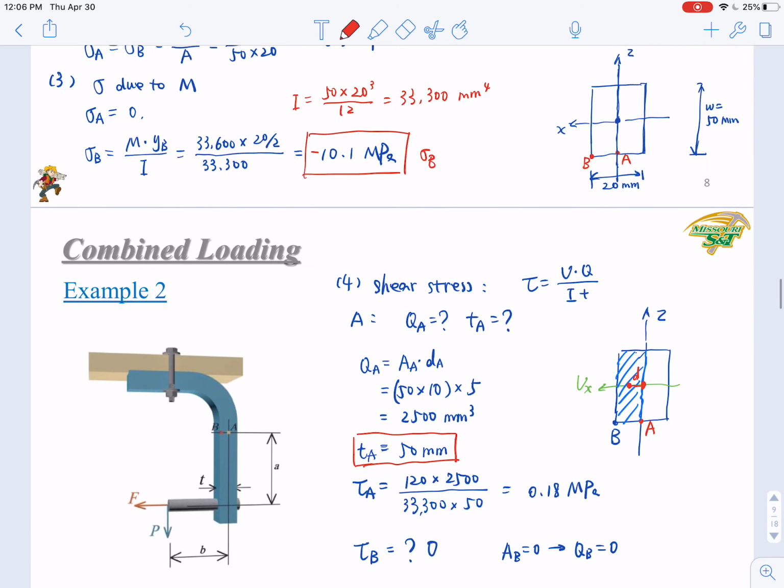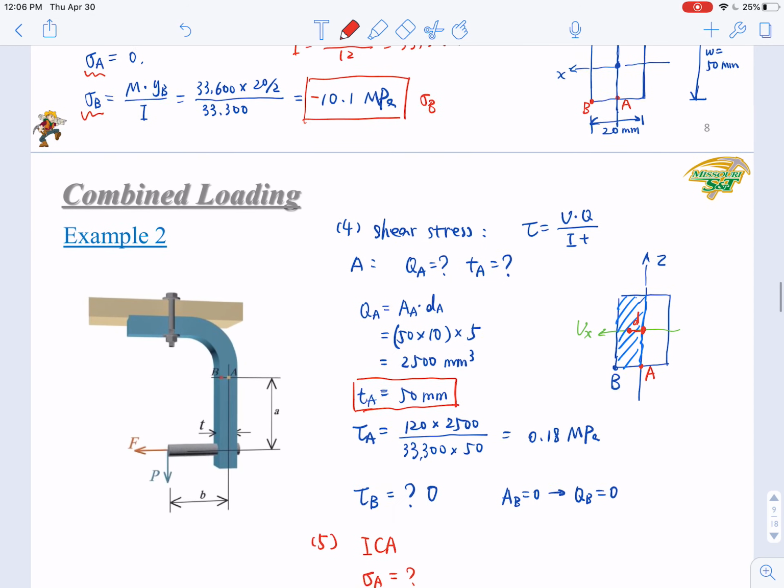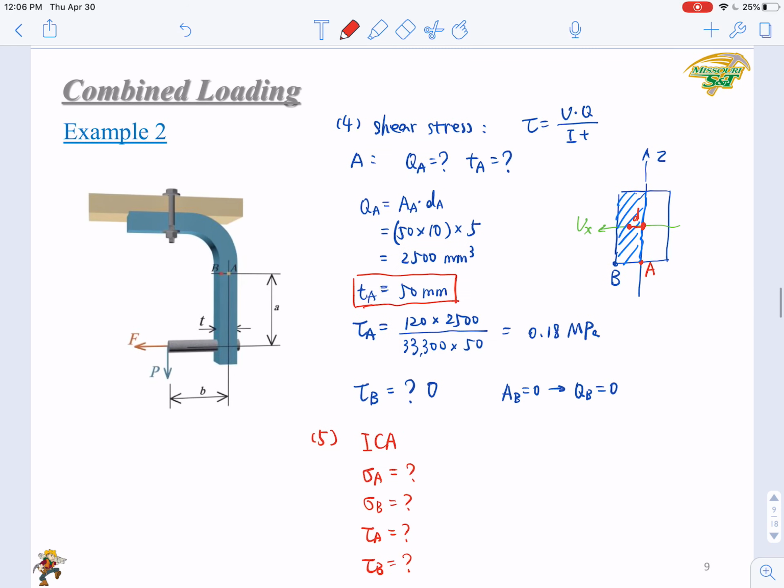Look at sigma A. You have two components. The first component is here, the second component is 0. Just put them together. And sigma B, the first component is here, the second component is here. You just combine them together. And for tau A and tau B, you have just one value. Summarize them by yourself, and do not forget to submit it to Canvas.